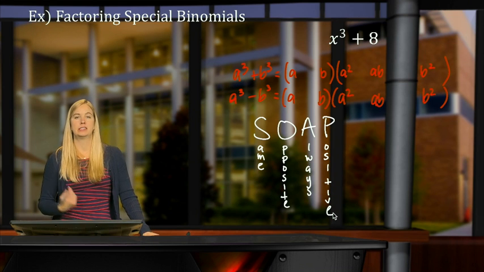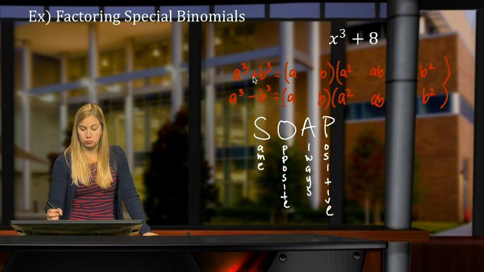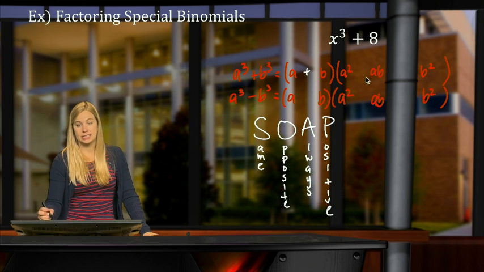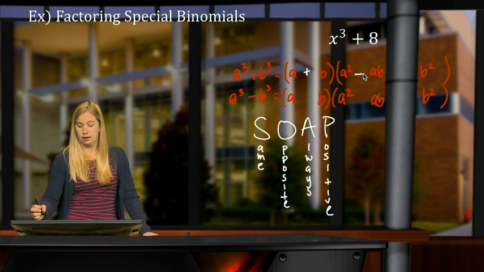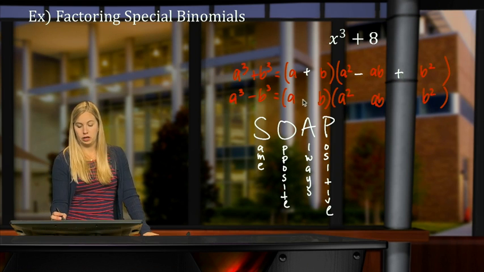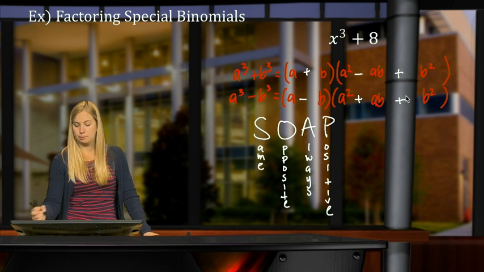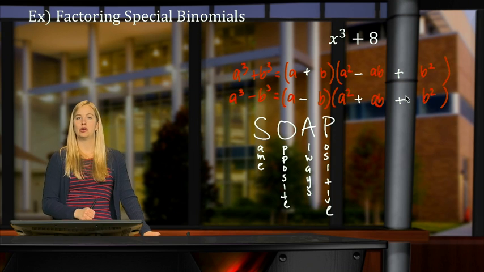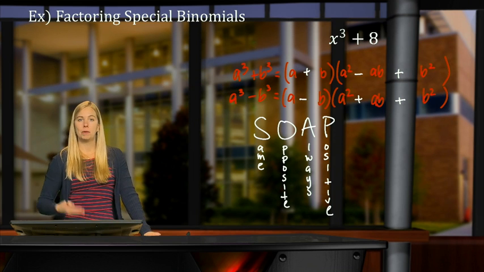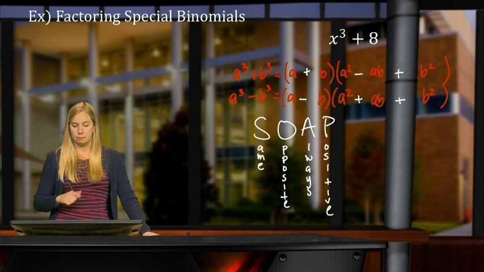Now, how do we use this to determine our signs? We have 3 signs in each of our skeletons. The first sign is always the same as the original problem. The second sign is always the opposite, and the third sign is always positive. For the next one, same, opposite, always positive. So as long as you can remember the skeleton and SOAP, the rules for sum of cubes and difference of cubes are quite easy to remember.